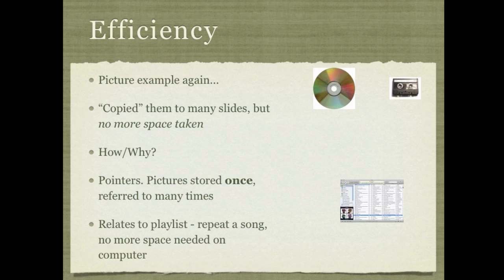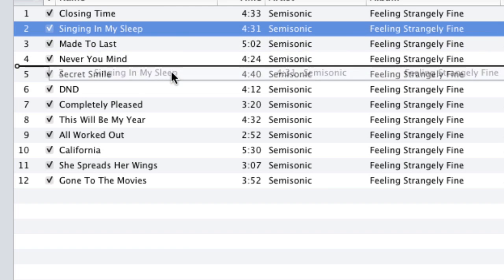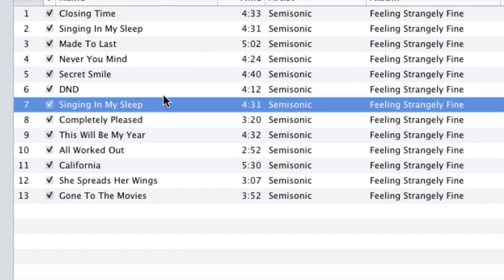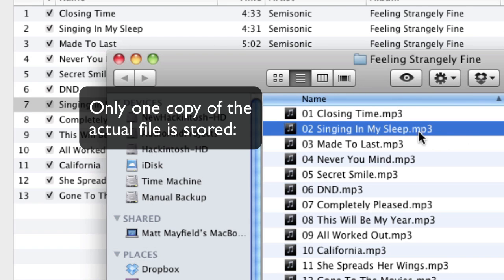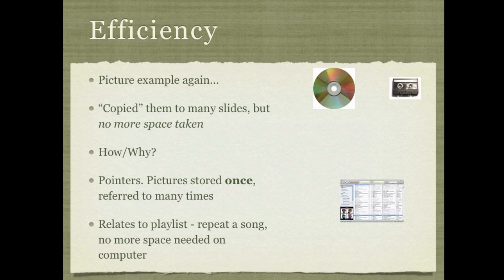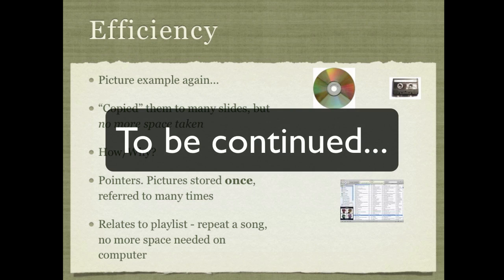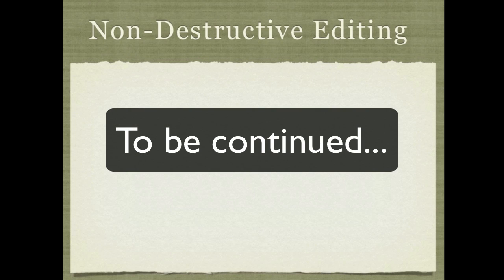It's very similar to the playlist example on Windows Media Player, or iTunes, or whatever. If you repeat a song, you're just copying a reference. It'll only take just a few numbers that store the address of where the song is. The third advantage to nonlinear access is non-destructive editing, and this is critical for almost every digital audio workstation that you'll find.